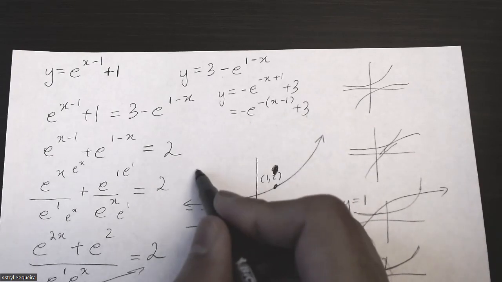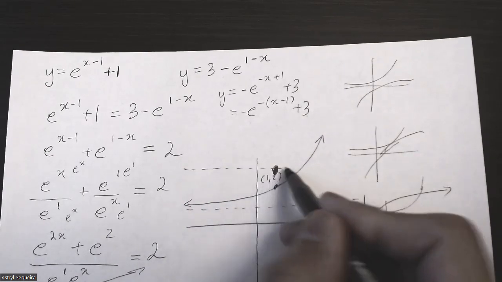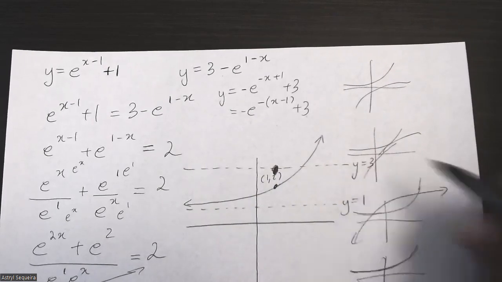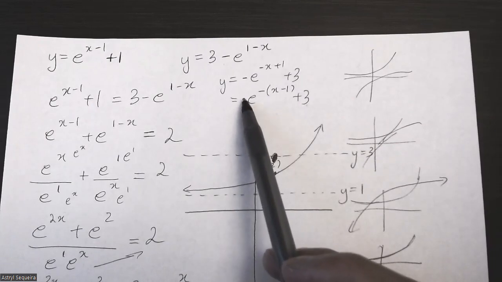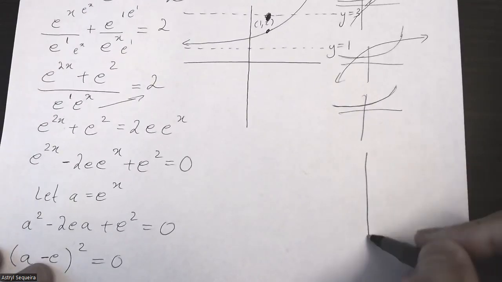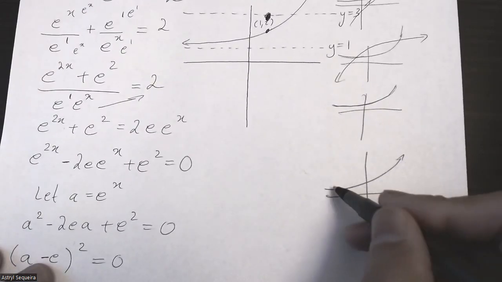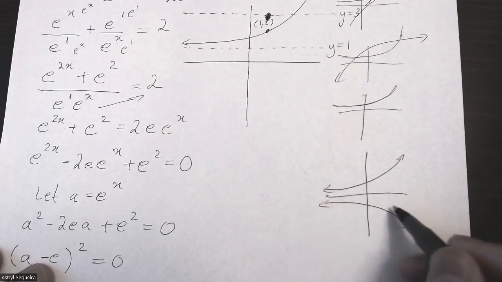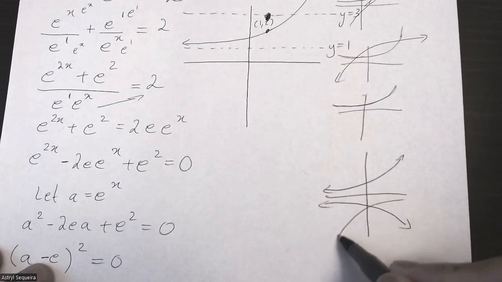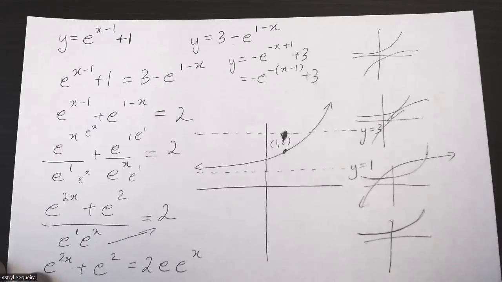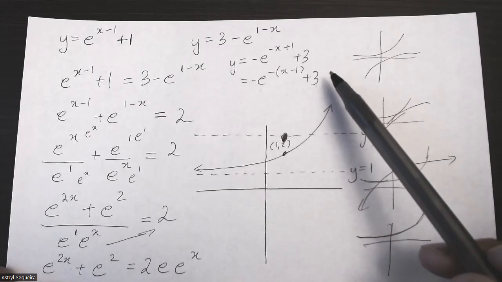My horizontal asymptote is at y equals 3. I have a reflection in the x-axis and a reflection in the y-axis as well for this one. So a regular graph looks like this, exponential growth. If I reflect it in the x-axis, it looks like this. Now, if I reflect it also in the y-axis, it looks like this. So this is going to be the shape of my function for the second one.